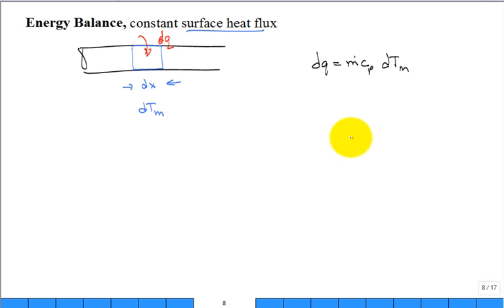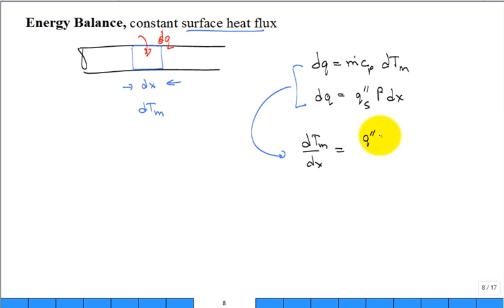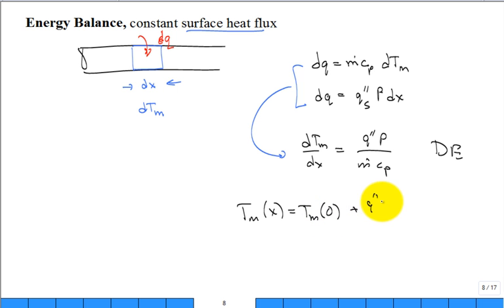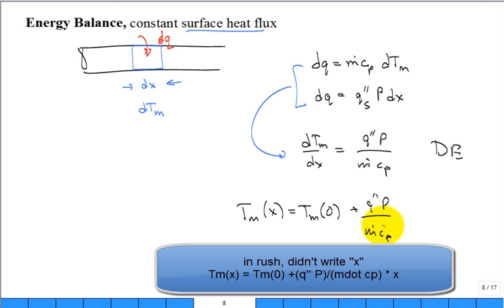Good. You could also say dq is equal to the constant heat flux at the surface times the perimeter times dx. You like both of those? We did both of those before. We combine these equations to eliminate dq, and we get dT_m/dx is equal to q double prime P divided by m dot c_p. That's a differential equation. We get an initial condition, we separate, we integrate, we get the equation T_m as a function of x is equal to T_m coming in, T_m0, plus q double prime P x divided by m dot c_p. You say, that's pretty boring.